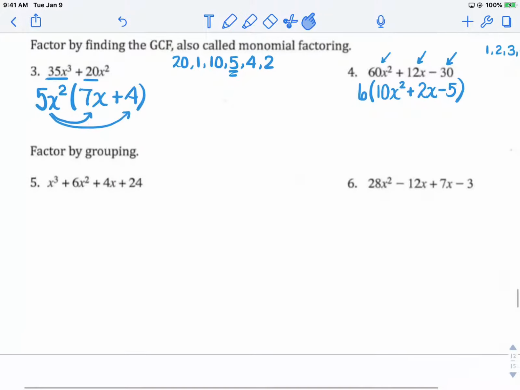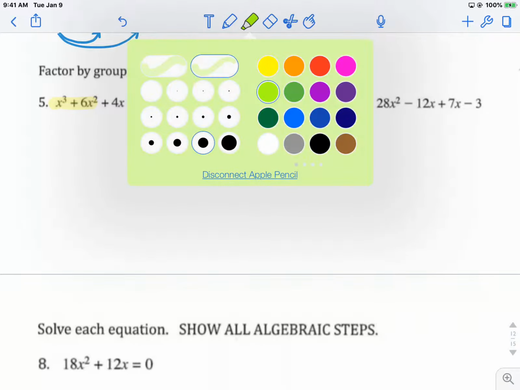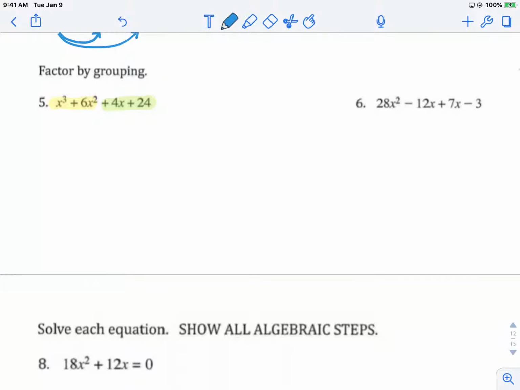After you do that, our factoring chart says that if there are 4 terms left, we should factor by grouping. So first I want to look through number 5 to see if there are any greatest common factors to all 4 terms, and I don't see any. So the idea of factoring by grouping was to take a group of 2 and then take the other group of 2 and handle them separately.